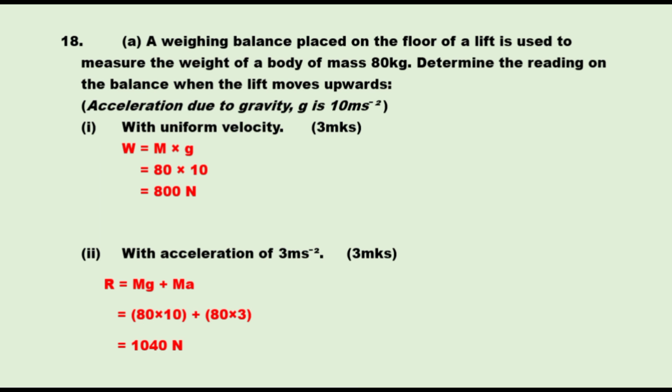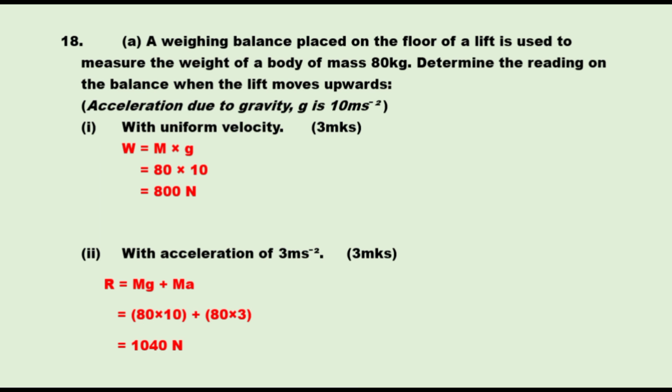Part B: Explain why a person standing on a boat... Before we go to that, it's important to note that when a lift goes downwards with uniform speed, the reading of the spring balance is the normal weight of the body. But if the lift is accelerating downwards, then the body becomes lighter. That means the normal reaction will be mg minus ma, in other words, the normal weight of the body minus the force due to acceleration of the lift. So upward, the body is heavier, so you add mg plus ma. Downwards, the body is lighter, so you subtract mg minus ma.